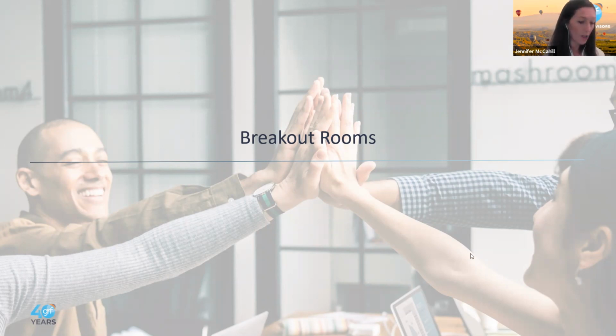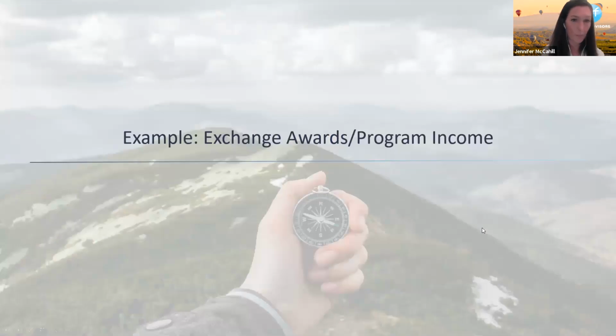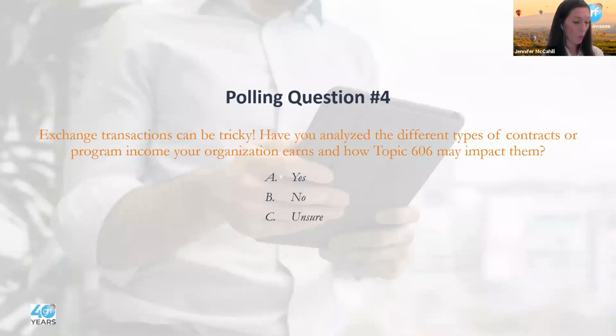All right, let's move on to the next topic. We're going to go to exchange awards and program income. Before we do that, let's take another polling question and give another CPE word. So exchange transactions can be tricky, which we all know. That's why we're here trying to figure them out.